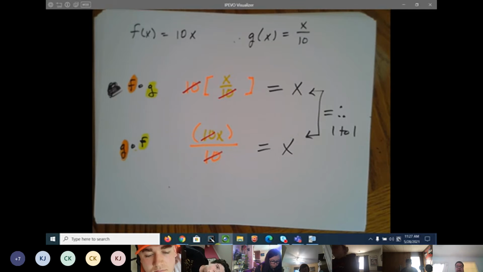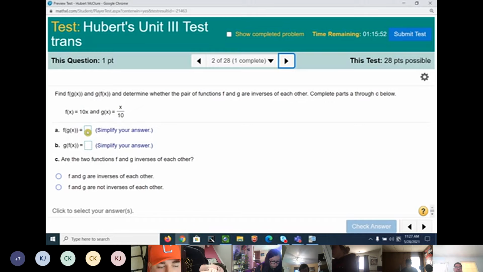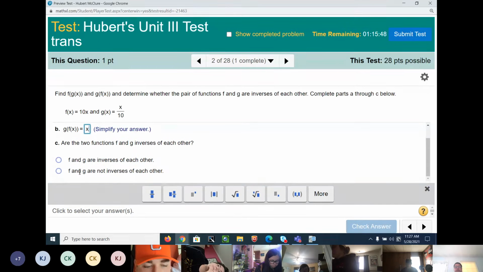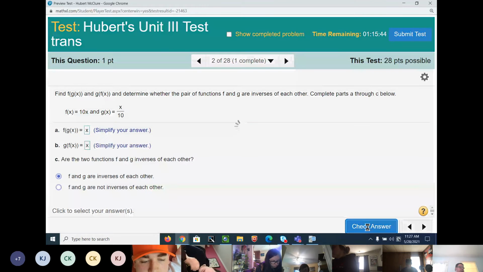All right, so go back to our test question. And that's going to be x, and that's going to be x, and they are inverses of each other. Next.